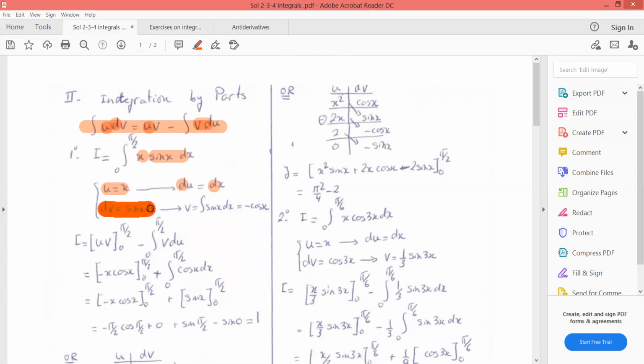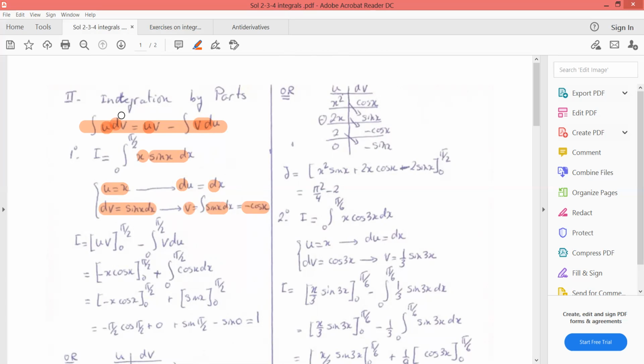From dv, I can calculate the integral. So v is equal to the integral of sine x dx. The integral of sine is minus cosine. Any questions still here before continuation? Any questions?